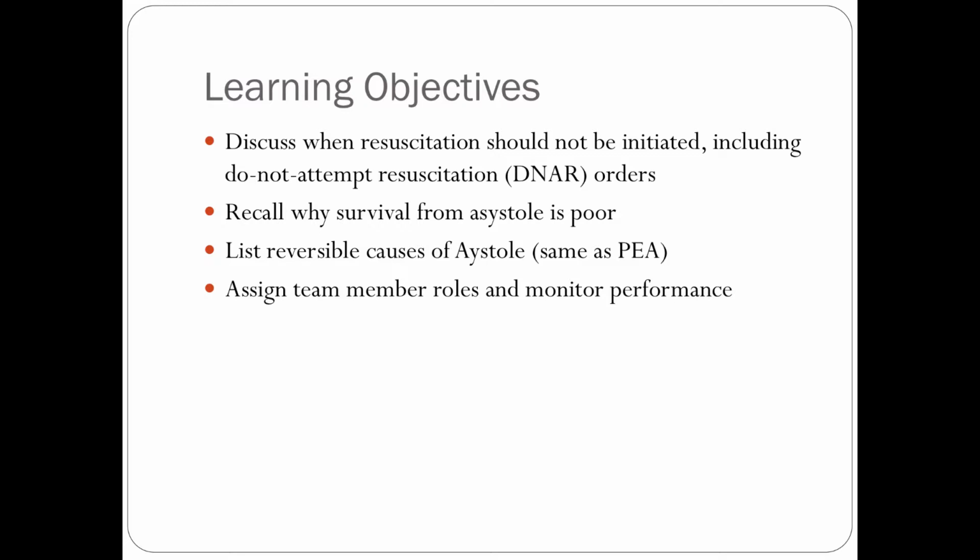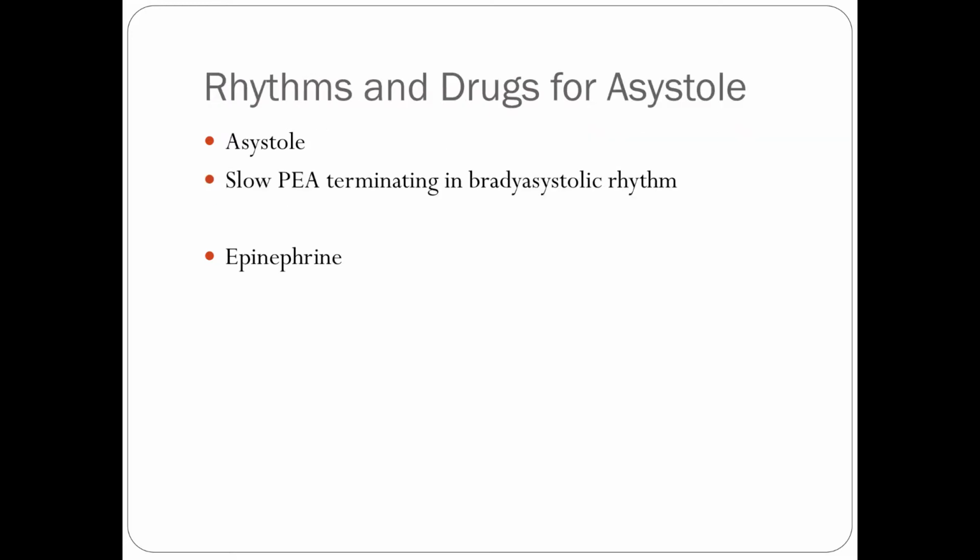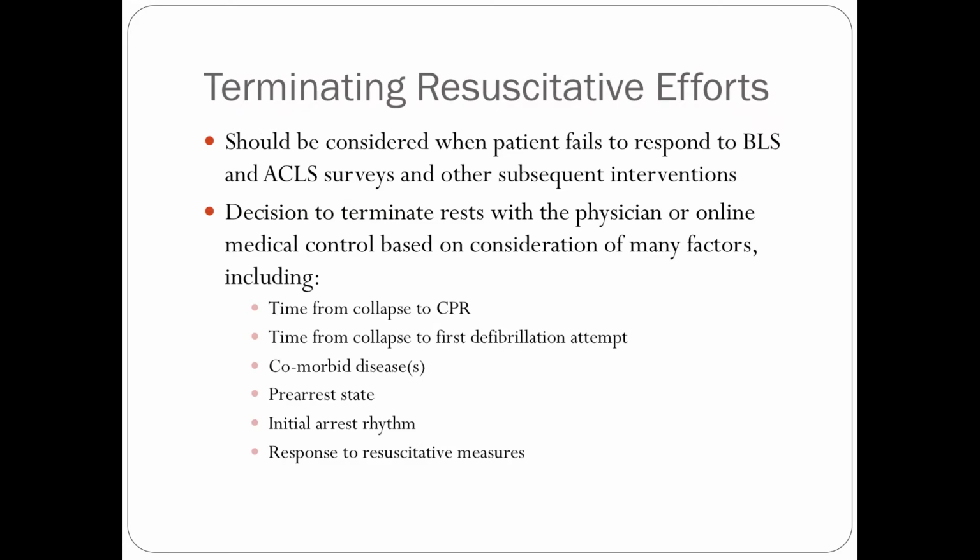Survival from asystole is extremely poor if that's what you found. List reversible causes, the same as PEA, the H's and T's. And then we'll just assign team members and roles and monitor the performance and see what we can get. See if we can get something spurred from what we do. Rhythms and drugs for asystole. You might go into a slow PEA, terminating into a Brady asystolic rhythm, eventually from the PEA. And epinephrine, of course, is our drug of choice.